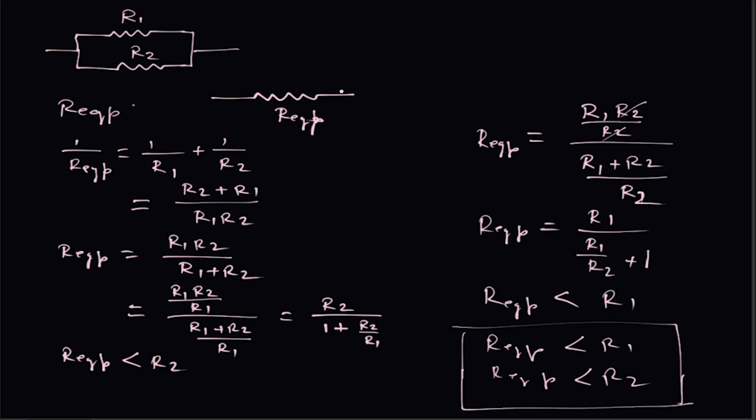So what we got here is that the equivalent resistance is always less than the individual resistances. Here we have shown it for 2 resistances, but for 3 resistances, R3, R4, etc., for all these resistances connected in parallel, their equivalent will always be less than any of the resistances. That will be less than R1, less than R2, less than R3, less than R4.